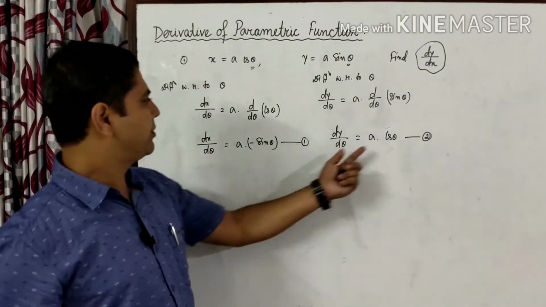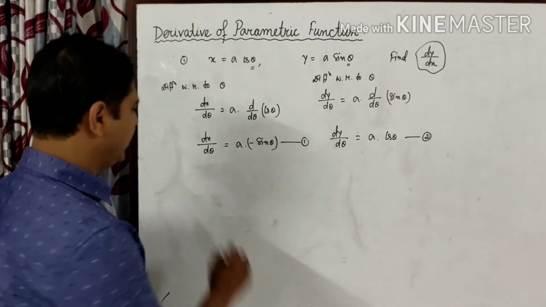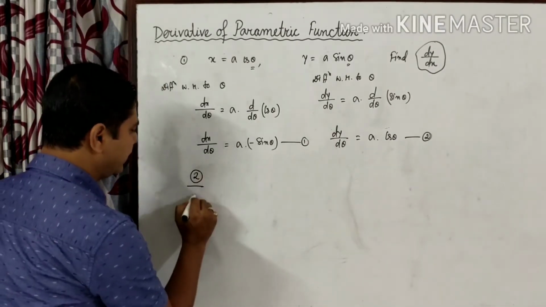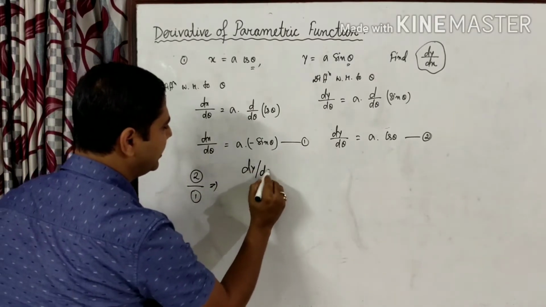To find dy by dx, we divide equation 2 by equation 1. Definitely we do 2 by 1, which gives dy by d theta over dx by d theta.